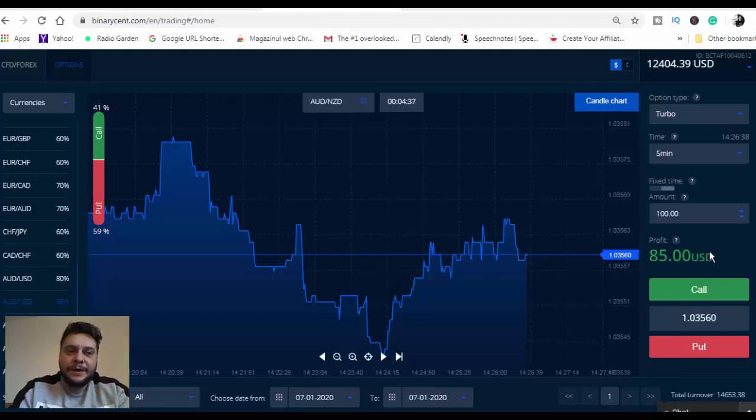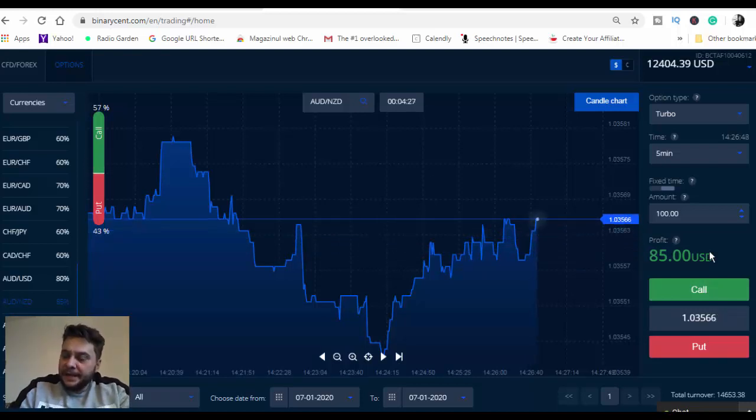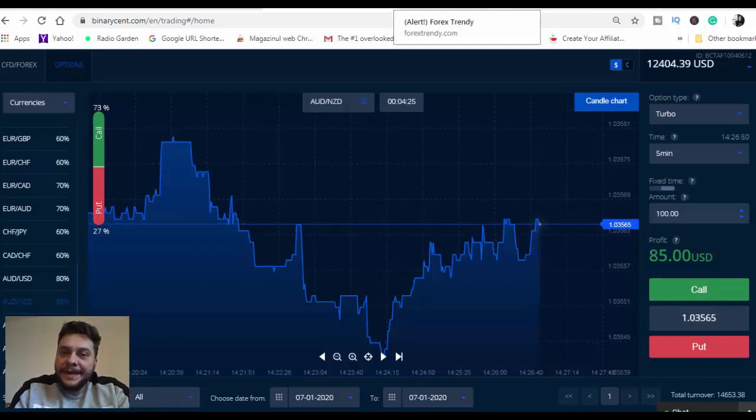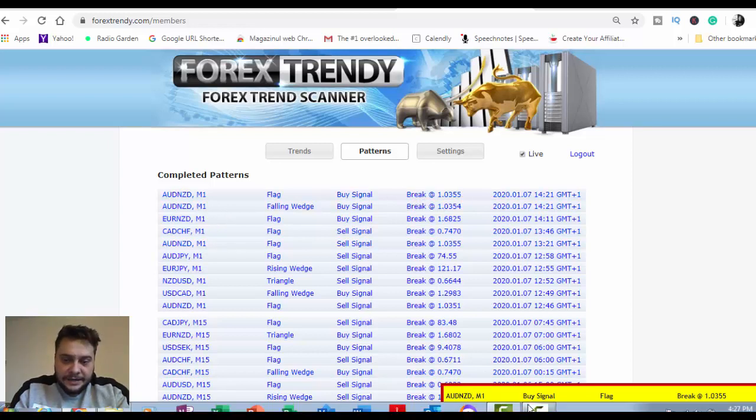Alright everyone, so I'm on my Binarycent broker dashboard. Binarycent is the broker that I am using to trade binary options, and for paid signals I'm using Forex Trendy. This is a Forex trend scanner, and it provides you with buy and sell signals. As you can see, this one here, Australian dollar, New Zealand dollar, which I just received a few minutes ago.